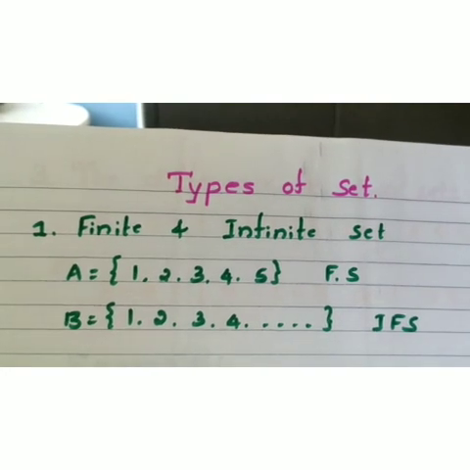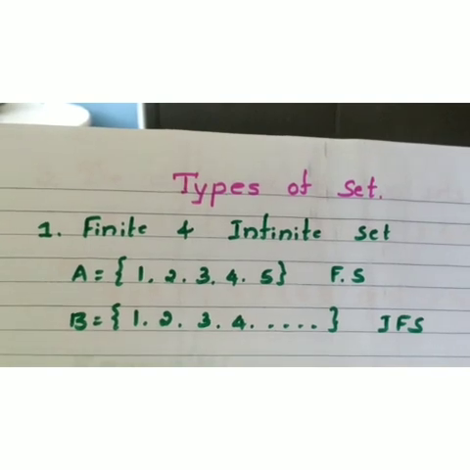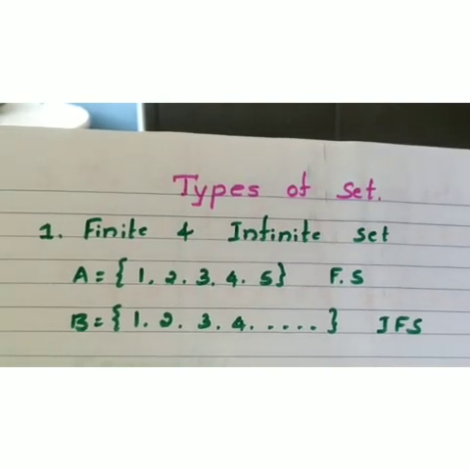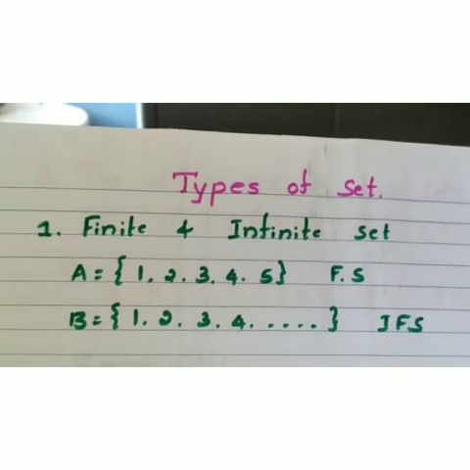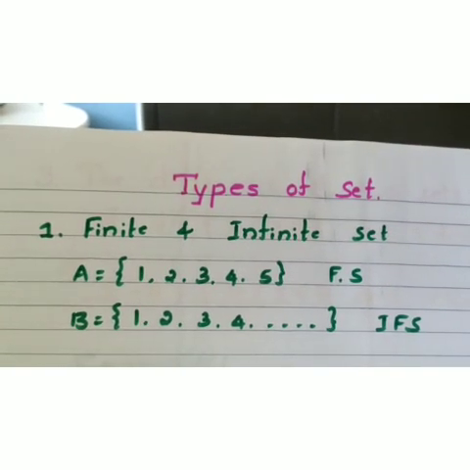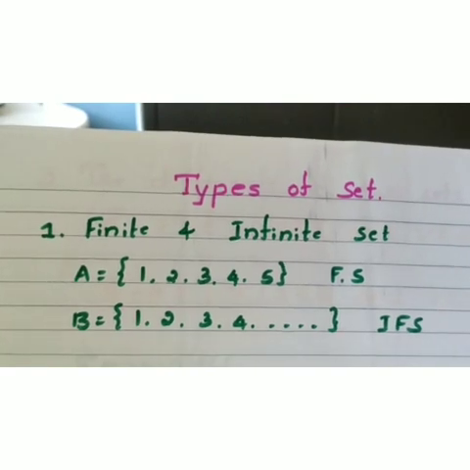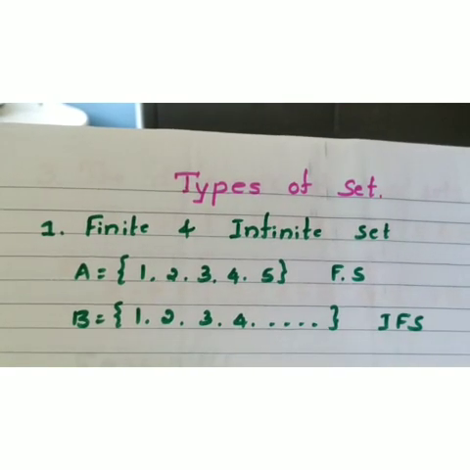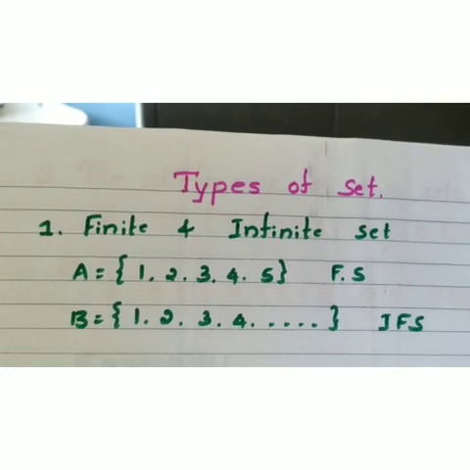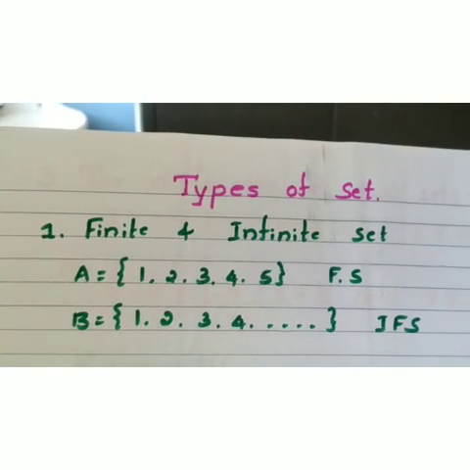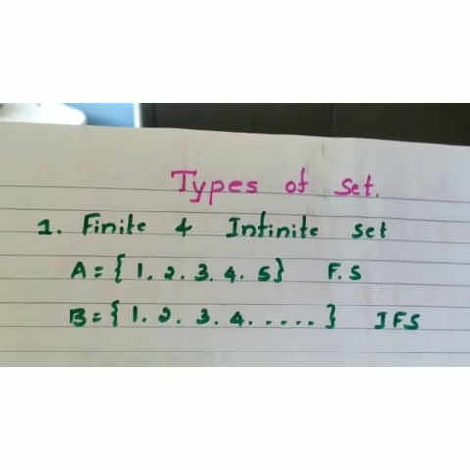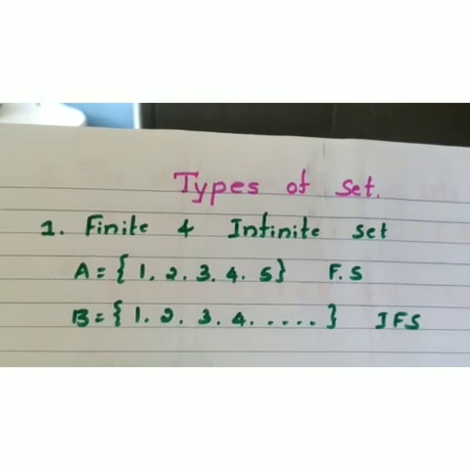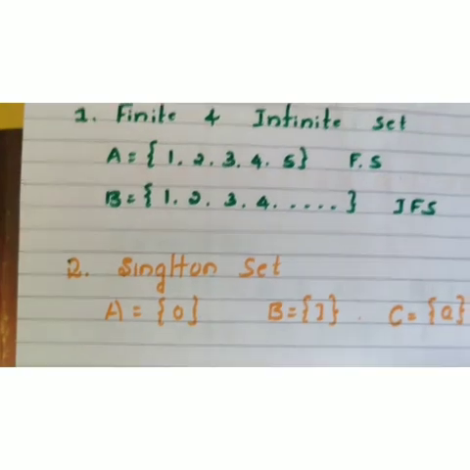For example, A is the set containing the elements 1, 2, 3, 4, 5, and the bracket has been taken with the symbol of set. So a finite set means a set whose elements are finite, and an infinite set means a set consisting of an infinite number of elements. A set consisting of a finite number of elements is a finite set. A set consisting of an infinite number of elements is an infinite set. The example has been written here: B is equal to 1, 2, 3, 4 and so on, which is the infinite set.